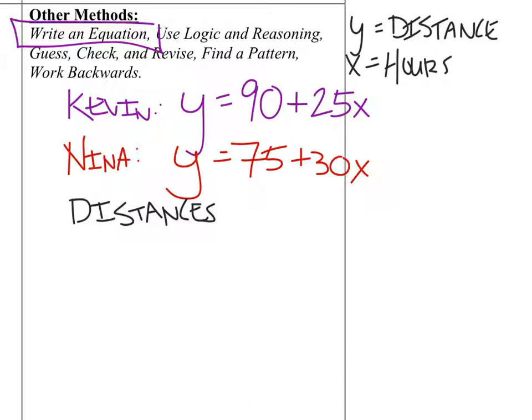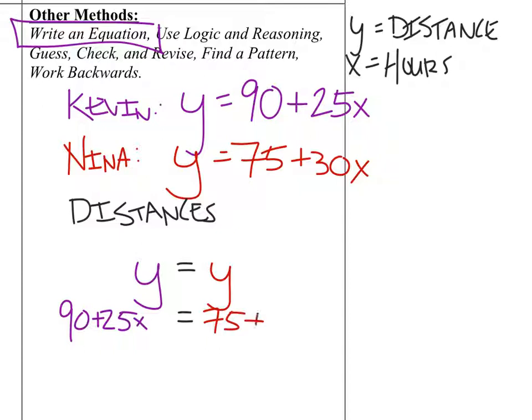And that means that we want Kevin's distance, which was y, to equal Nina's distance, which was y. So y equals y. We already know the distance, but this is how this works, because it says other methods. I'm going to replace Kevin's distance with the distance that we found, which was 90 plus 25x. And this should equal Nina's distance, 75 plus 30x.